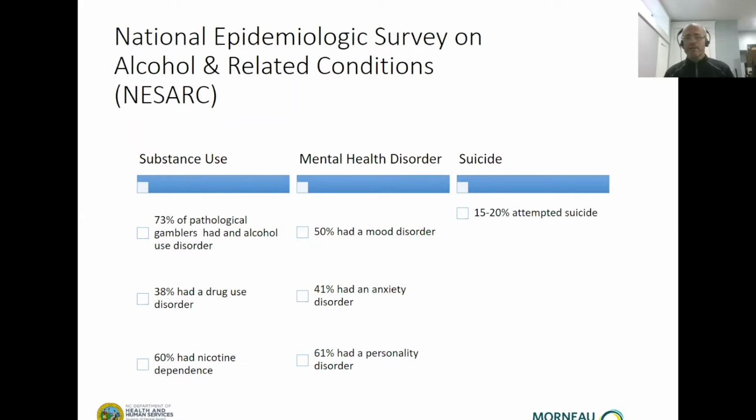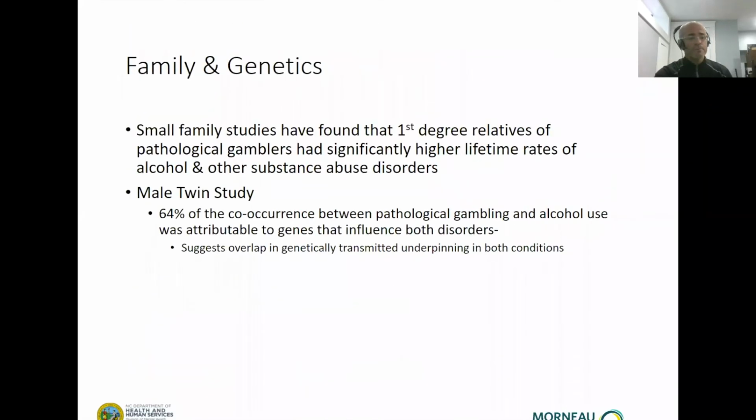Now, the NESARC study, if you don't know, was the largest study ever conducted in the U.S. on comorbid conditions. I think it was in 2002 or 3. If you know the year of the original study, text or chat it to me. But the thing here is, alcohol use disorder was the most common disorder that was connected to problem gambling and gambling disorder when that was studied.